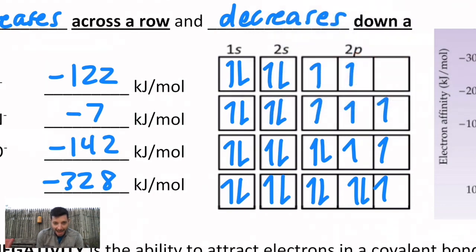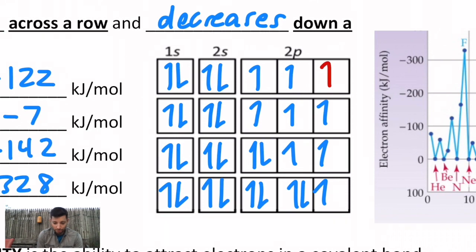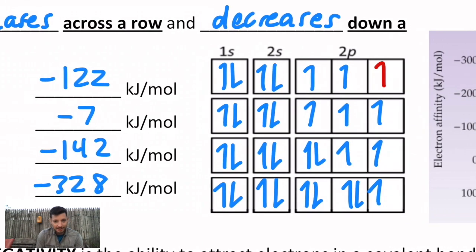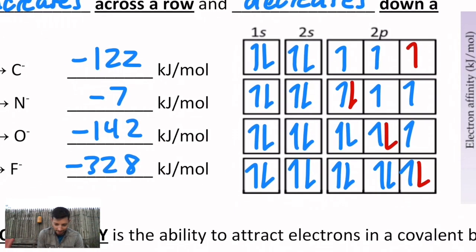So when we add an electron to carbon, it would go right there in the unoccupied 2p orbital, and that would release negative 122. That would release 122 kilojoules per mole. Nitrogen, the next electron would go there. It would have to pair up, and it only releases 7 kilojoules per mole. Oxygen would also have to pair up, but it releases more, 142. And then fluorine also has to pair up, but it releases more as well. So why does nitrogen break this trend?